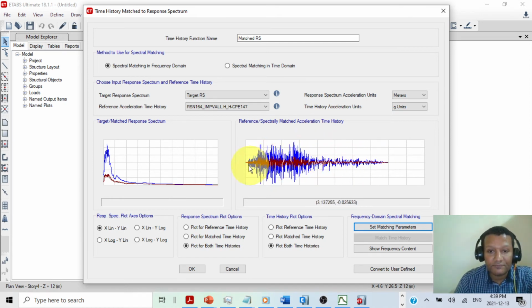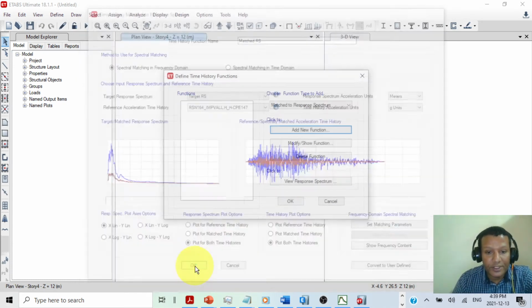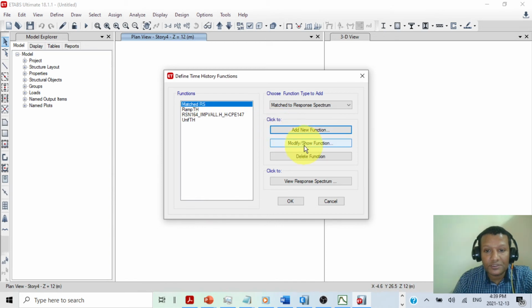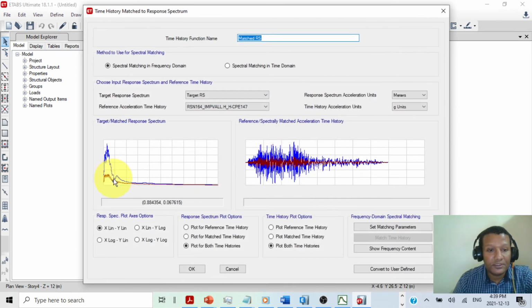You see, the original was this one. It seems good because it fits with our target. So in this way, we can match all of ours. Then when you say OK, the matched one comes, modify show. This is how we can see.